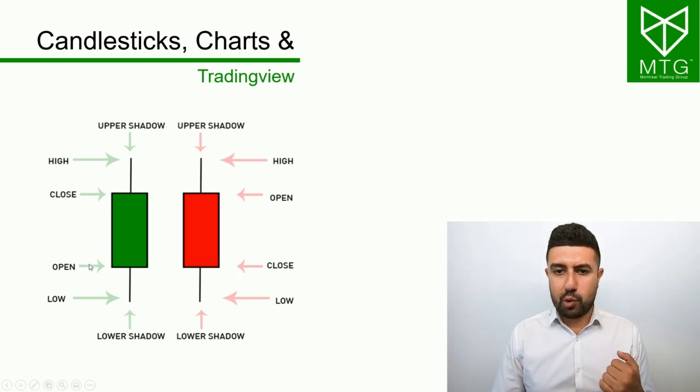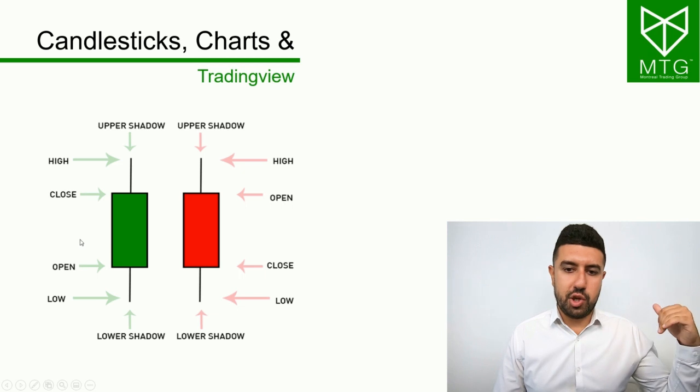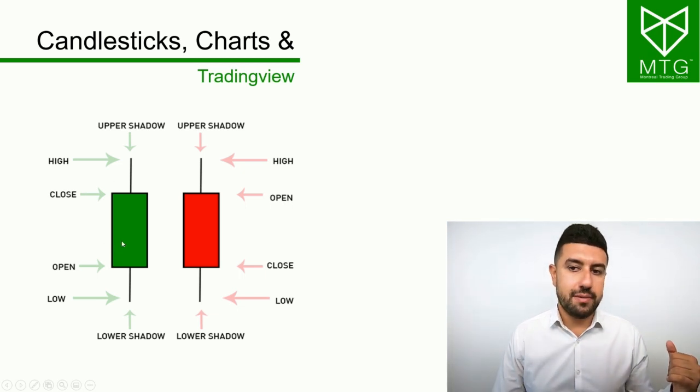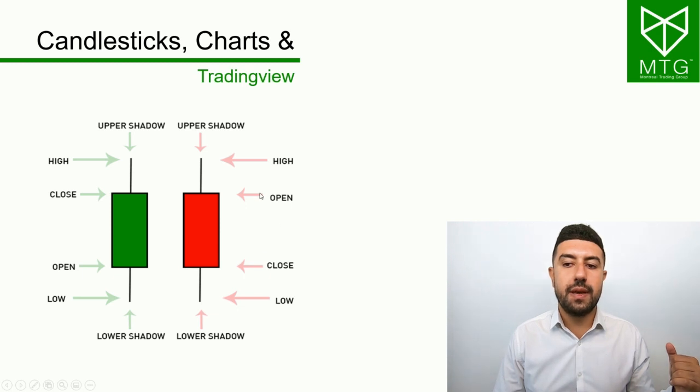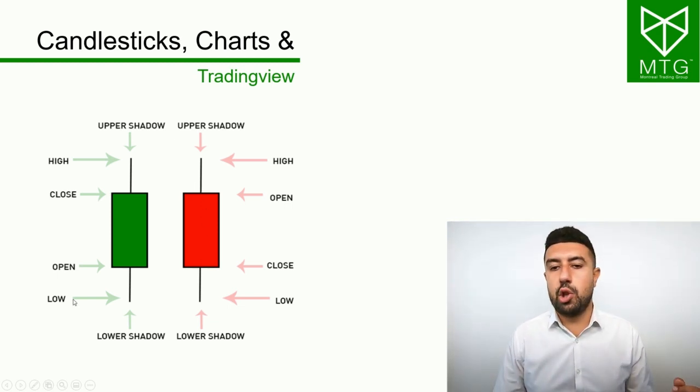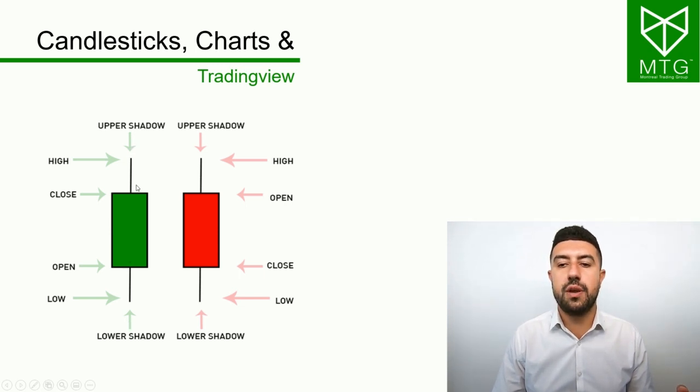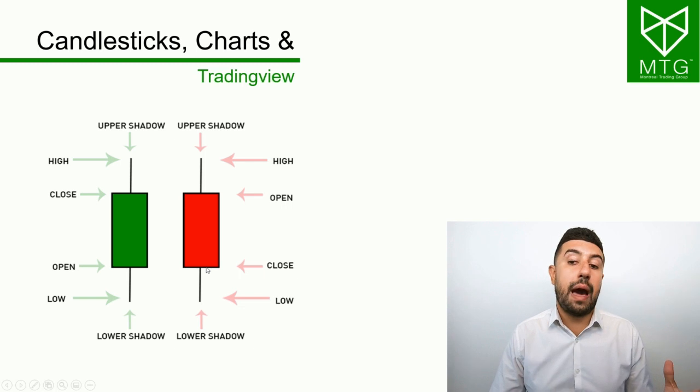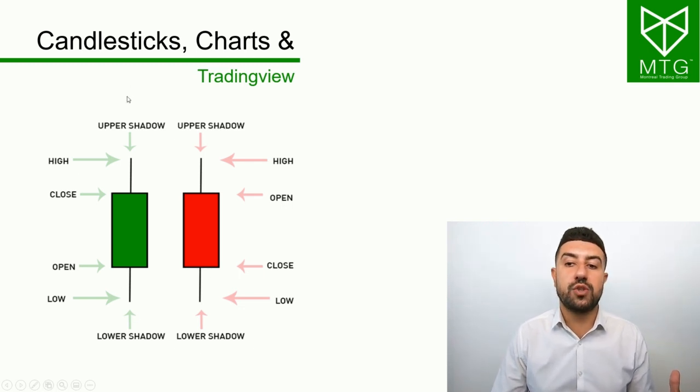Now, if the close ended up higher than the open, we have what we call a green candle. If the close ended up being lower than the open price, then we have a red candle. A green candle means that prices went up for the day. Red candle, prices went down for the day. And the low and high are represented by these wicks here, or shadows. And the wicks are going to show you how far the lows were or the highs were.